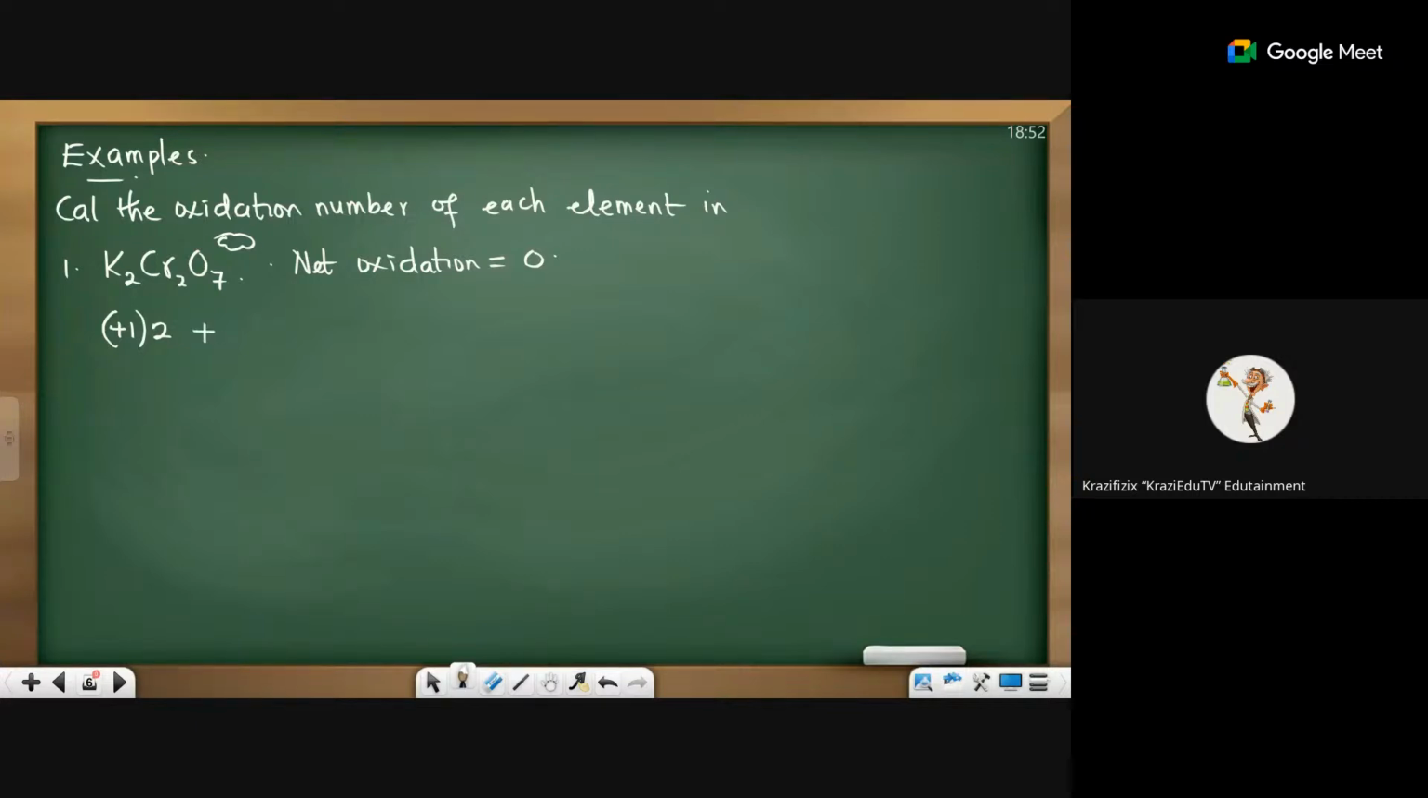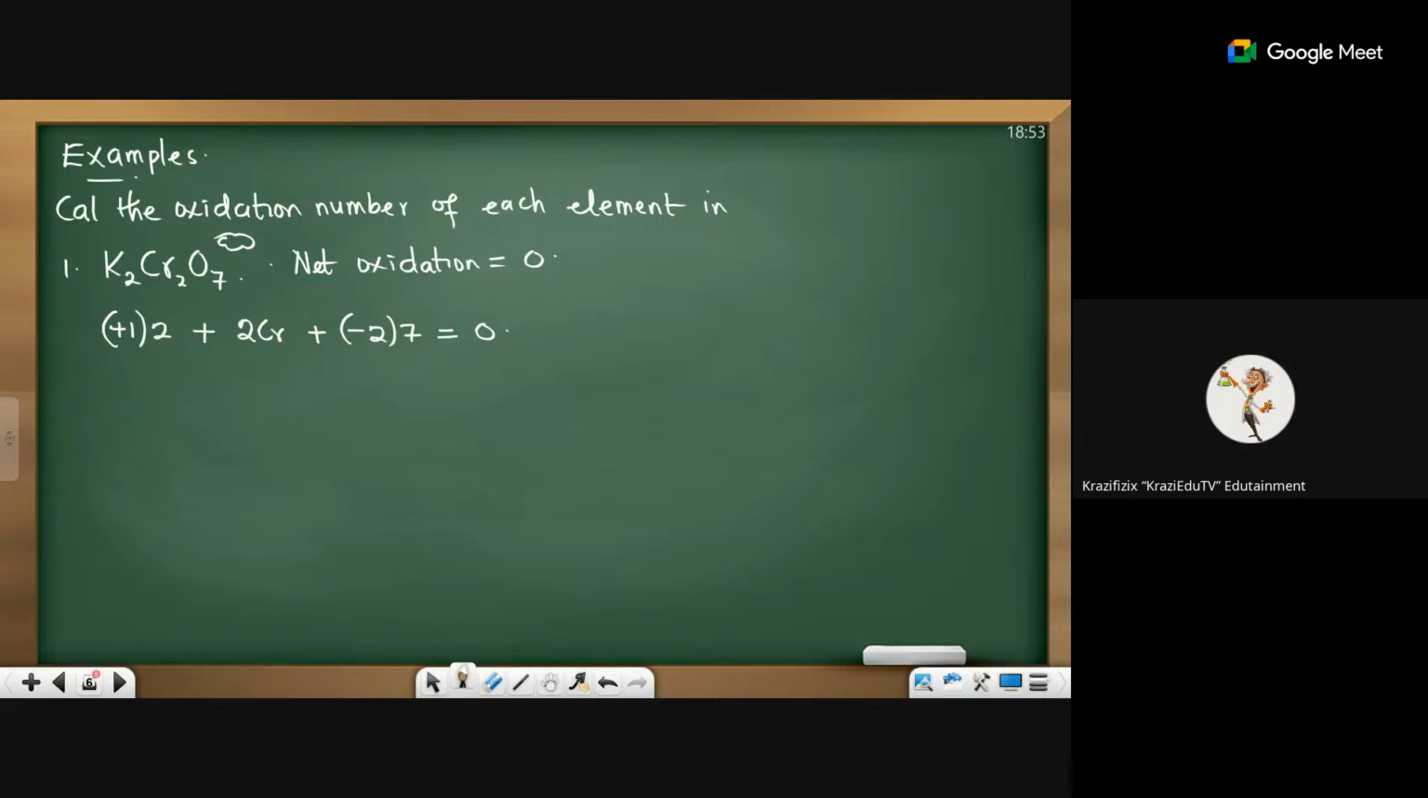Plus, okay, we don't know chromium, for example. Chromium, but it's 2Cr. Is that okay? Plus oxygen. The rule says the oxidation number of oxygen is what? -2, except in peroxides. It means I'm going to be dealing with -2, but multiplied by what? 7. And everything should be equal to what? 0.